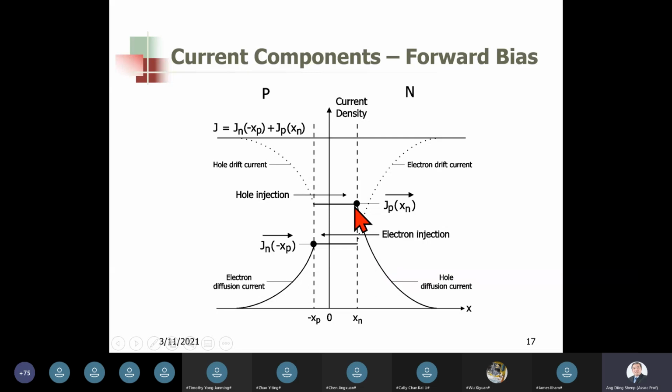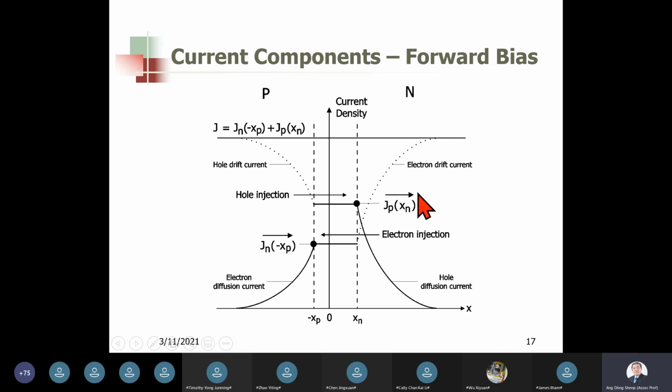Now, since these are the only two currents flowing across the space charge region, the sum of these two currents must equal the total current flowing across the PN junction. So with this assumption, the total current is known and can be calculated simply by adding the hole diffusion current density at the edge of the space charge region on the N side with the electron diffusion current density at the edge of the space charge region on the P side. By adding these two values, I determine the total current flow across the PN junction.